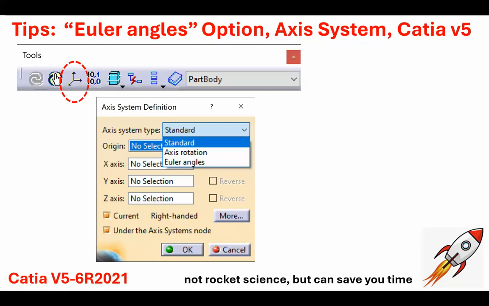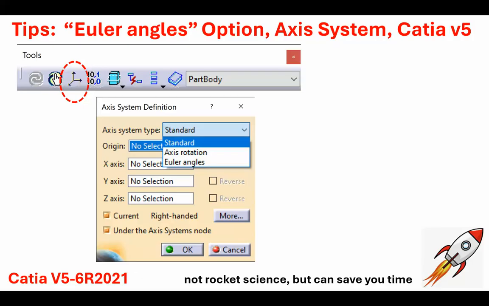Now notice that for this axis type system right here, there's a pull down menu. The default is standard, so it's going to be lined up with the global XYZ coordinate system. But you have three other options, and one of them is Euler angles. Now the axis rotation and standard are fairly easy to manage and understand, and even if you went to the help or documentation, it tells you pretty well what to do. What it doesn't do is give a meaningful explanation of what that Euler angle option does.